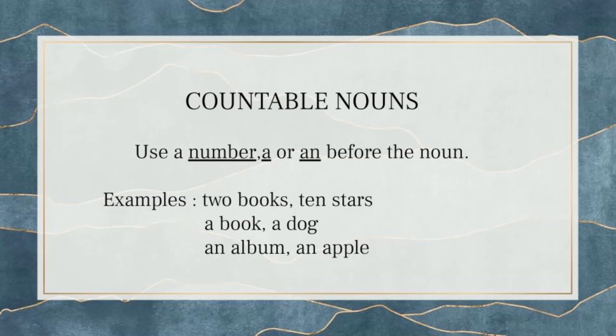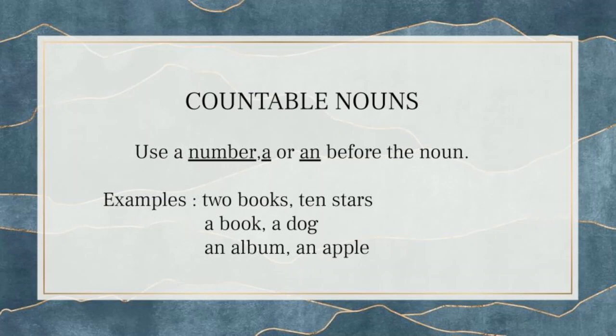Let's move to the next example. 10 stars. Students, before the noun we have used the number 10. So these two are examples for number. Let's move to the next example, that is a book. A book means it is just a book, one book. So before the singular noun we have used a. We have used the article a. A dog. A dog means one dog. It's just a dog. So before the singular noun we have used article a.